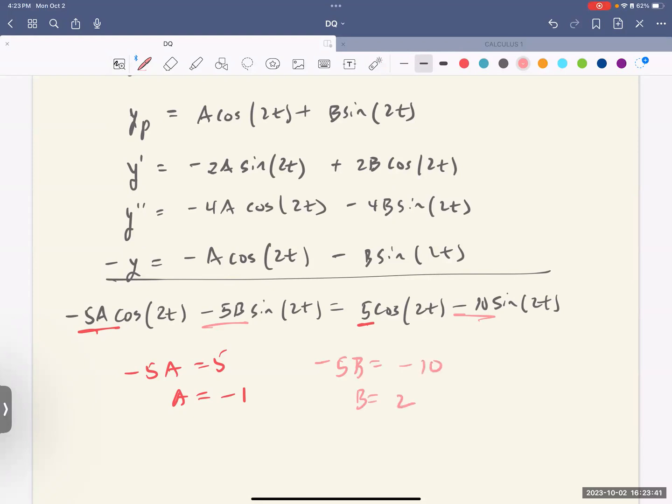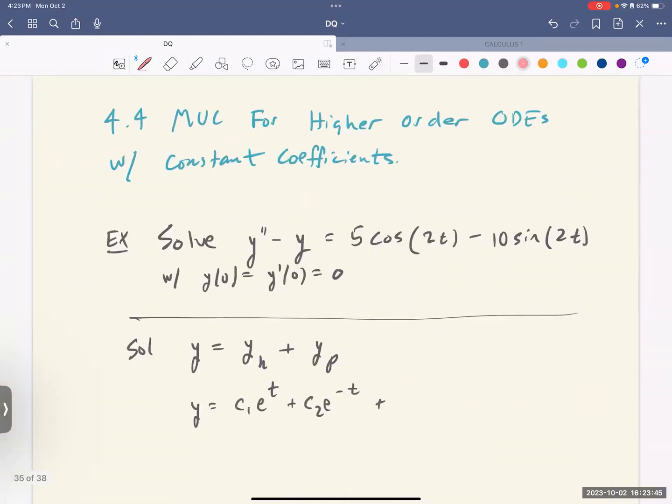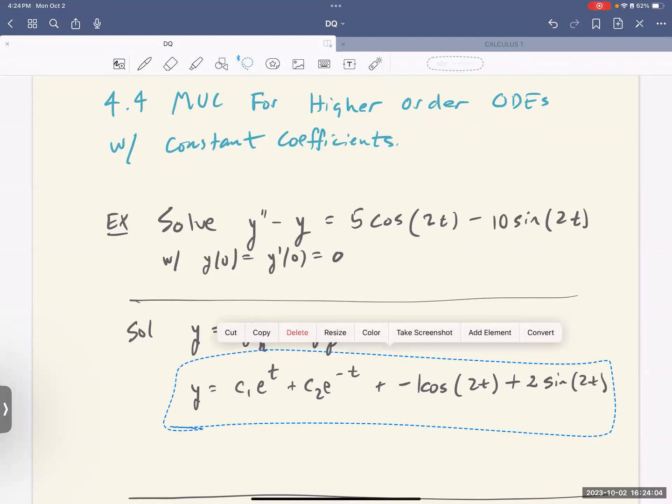And then we'll go back. Negative 1 and 2. So we have negative 1 cosine 2t plus 2 sine 2t. Then to find c1 and c2, we use our initial conditions. So we need to take this thing and differentiate it.